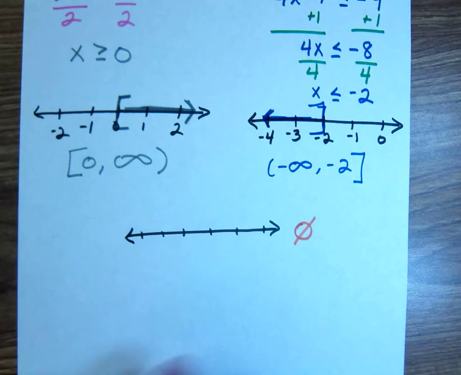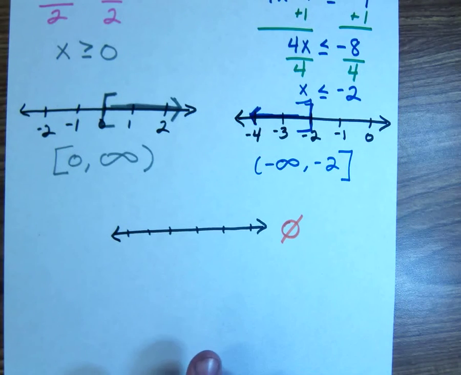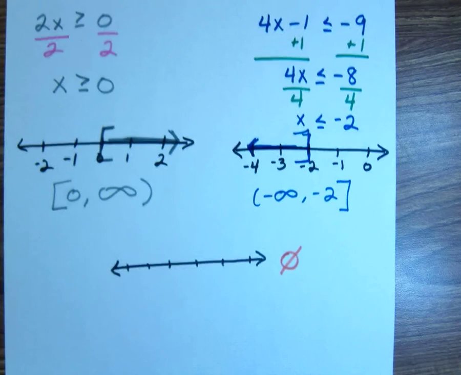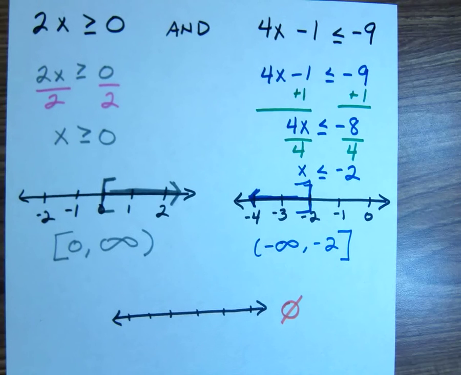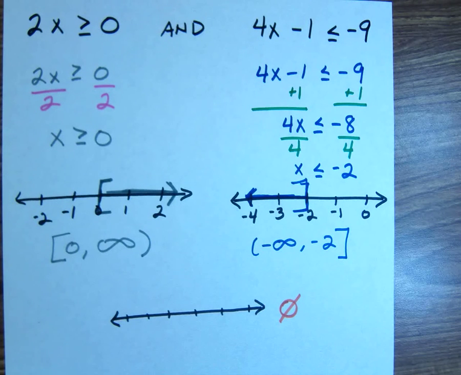Circle with the line through it means there are no solutions, or empty set, or you may not eat donuts here. That's just wrong. Yeah, we don't, those businesses fail pretty quick. We don't patronize those places.